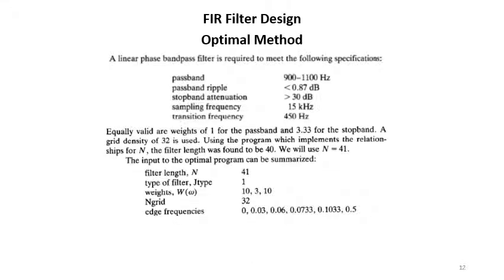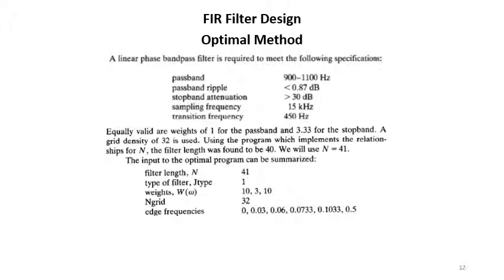Okay, and we can also quickly find the length of the filter using the equation that is provided in the previous slides. You can go through it. So simply, by putting the values of the impulse of S and impulse of P and the transition width, we can easily find the length of the filter, which comes to be roughly 40. So we'll use n equals 41.